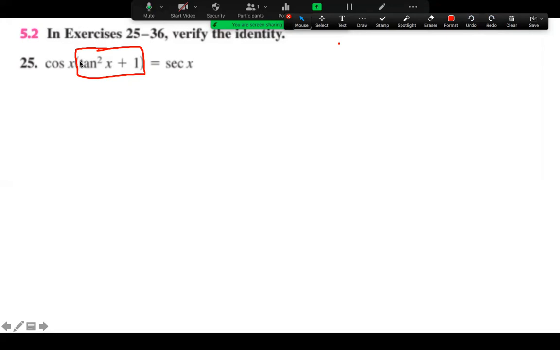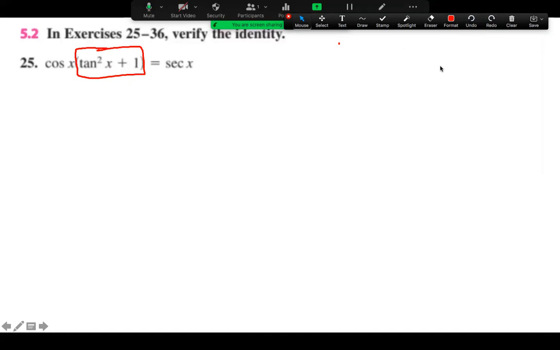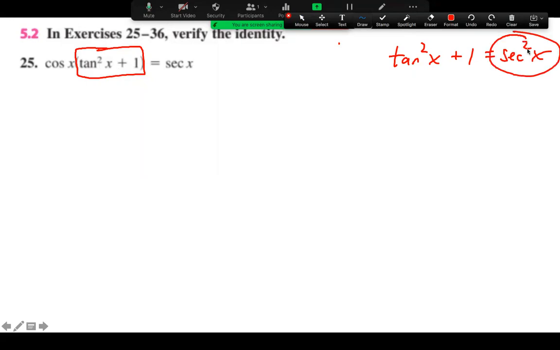So I know that tan squared plus 1 is a Pythagorean identity. It looks like tangent squared of x plus 1 is equal to secant squared of x. So I'm going to substitute, or fair trade, tangent squared x plus 1. That whole expression just becomes secant squared. So I'm going to do a rewrite. So now I have cosine x times secant squared x. That ultimately has to look like and equal secant x.